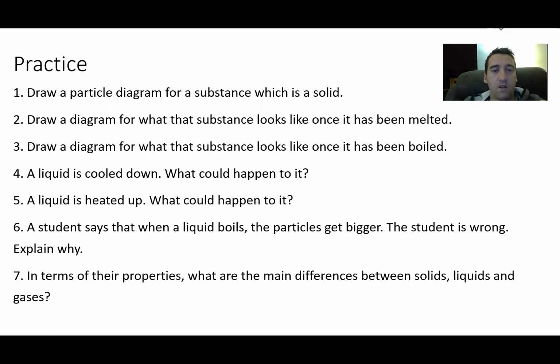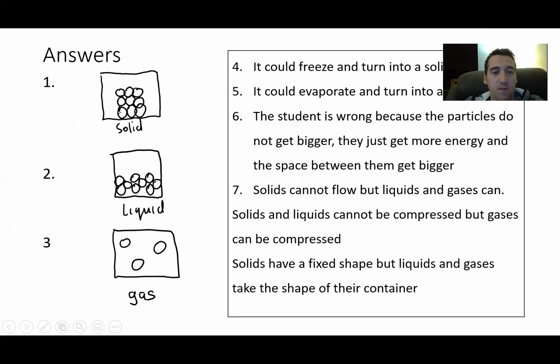All right, draw a particle diagram for a substance which is a solid. I hope you know how to do that. Draw a particle diagram for what the substance looks like when it is melting. Well, there's number 1. There's the particle diagram as a solid over here. Draw it after it's melted. What's happened to it? Well, then you have to draw it as a liquid. So it's melted, it's become a liquid. And draw it after it evaporates or boils. Now we're drawing it as a gas.